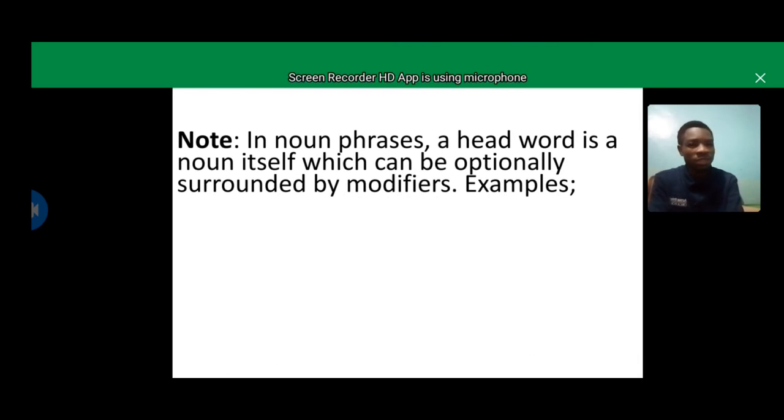Something to note: in noun phrases, a head word is a noun itself, which can be optionally surrounded by modifiers. Examples: when you say a man of war, this is a noun phrase in which a man is a head word, which is a noun itself.